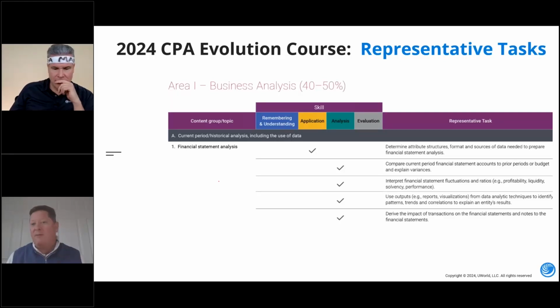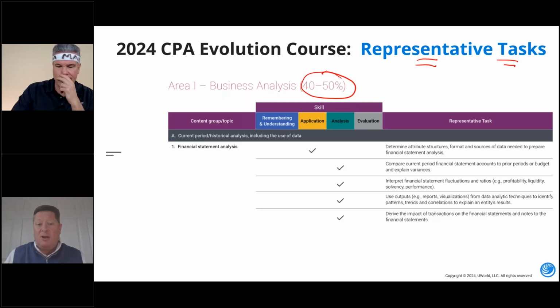New exam, a lot of questions about this. What exactly am I going to be assessed on? Well, at UWorld, we make it very clear for you. We've literally taken, here you're looking at the actual AICPA blueprints, and we delineated these as representative tasks. They're not only showing us the key skill that we're going to be responsible for, but the level of that skill.